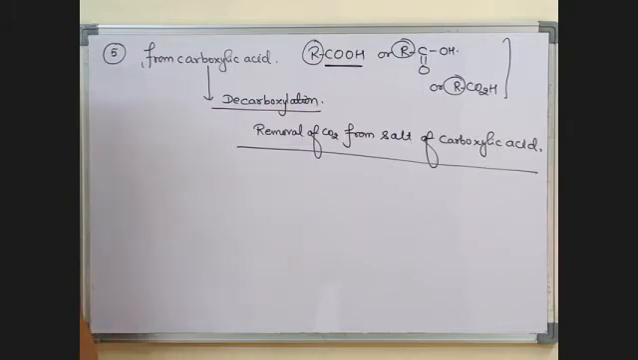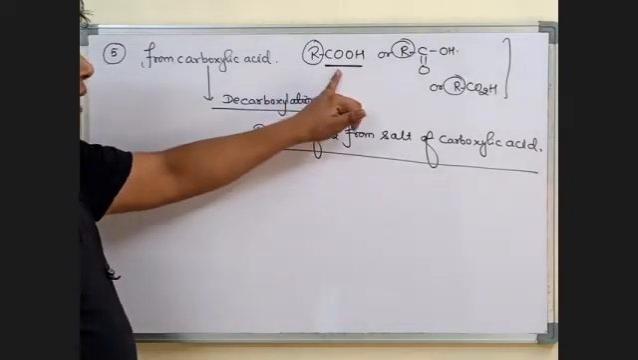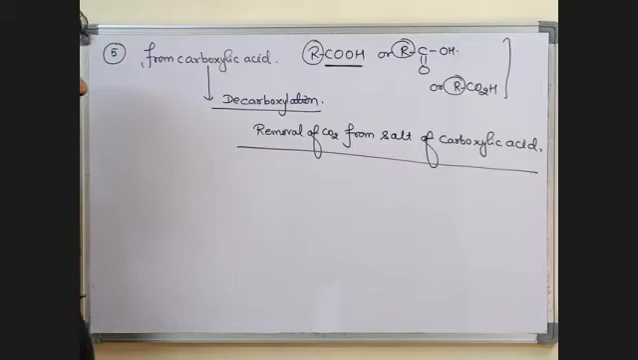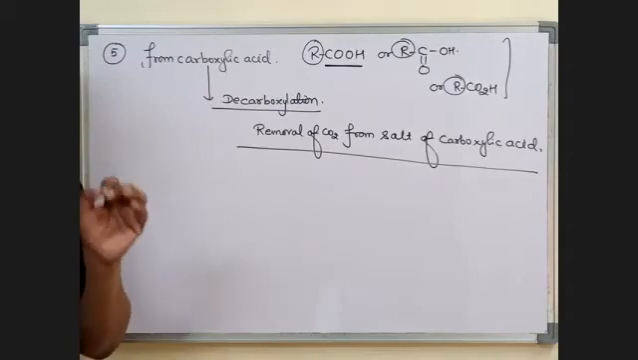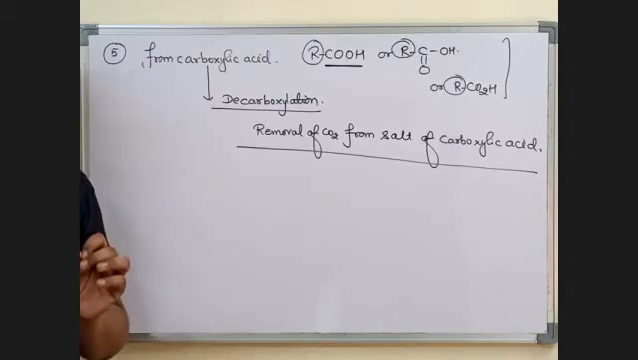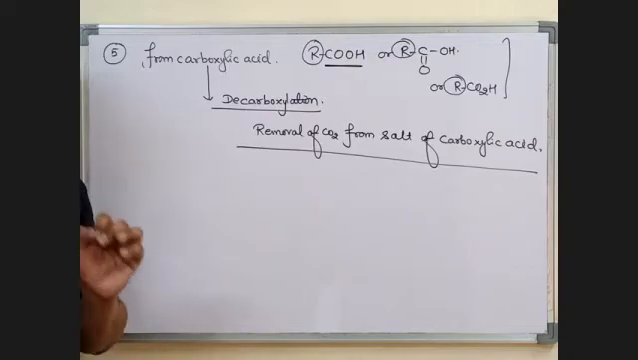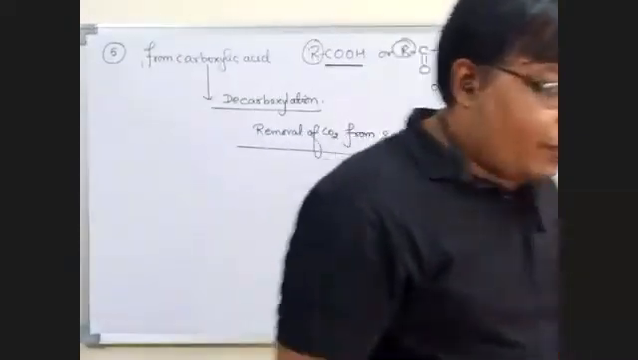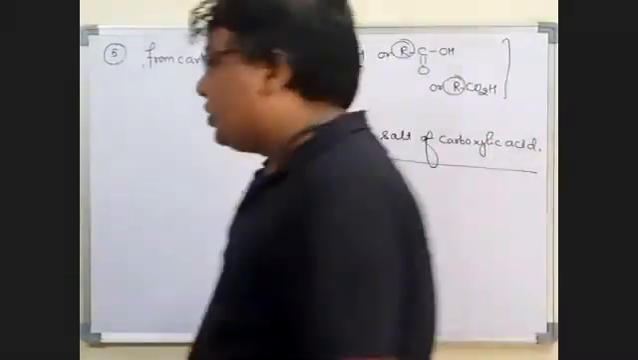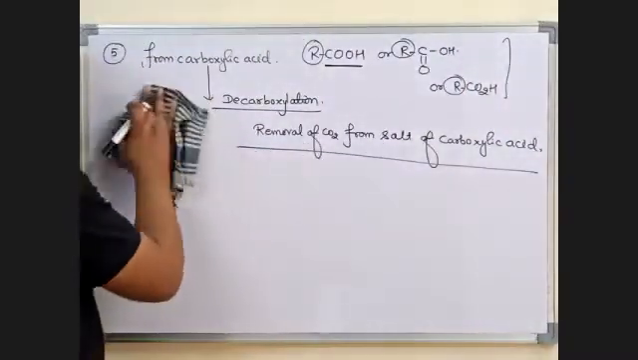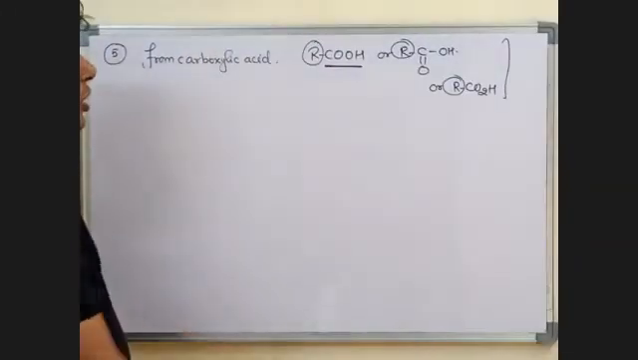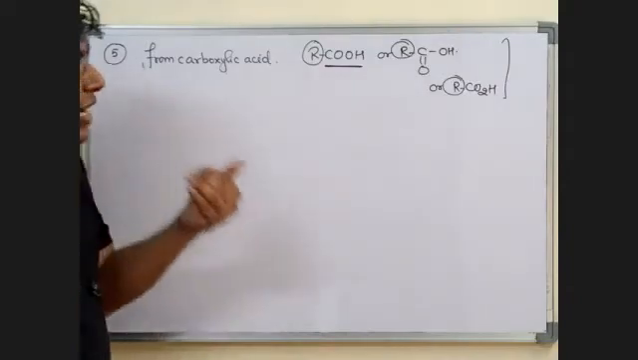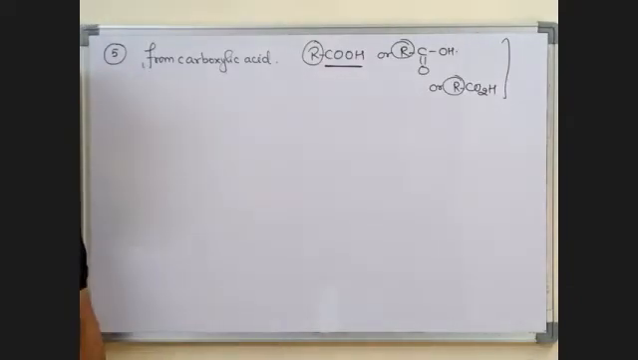So in this reaction, first we will make a sodium salt of the carboxylic acid, students. First of all, you have to mention over here: removal of CO2 from the salt of carboxylic acid is decarboxylation, students. Now first, I will introduce how you can convert a carboxylic acid into its own salt.